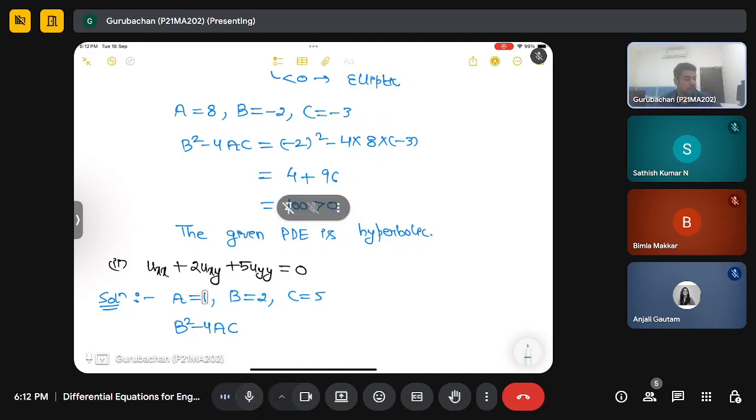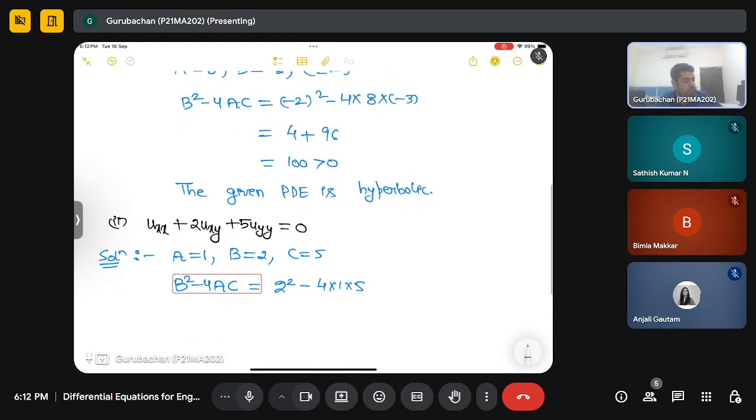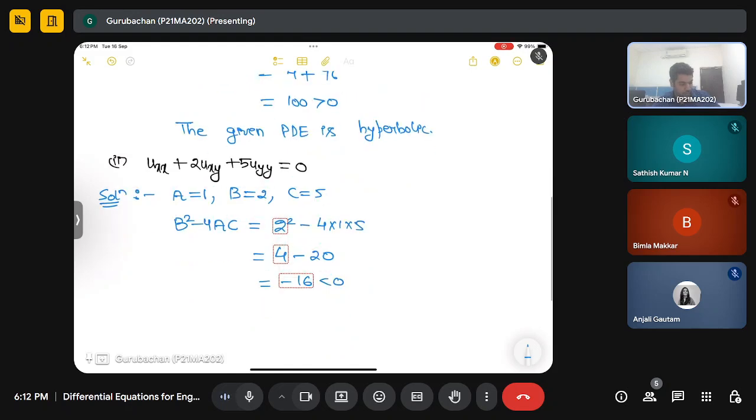So here, since we know the values of A, B, and C, this will be 2 square minus 4 into 1 into 5. So this will give us 4 minus 20, that is minus 16, which is negative. So that means the given PDE is elliptic.